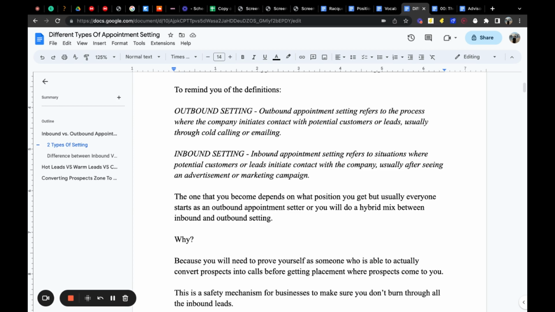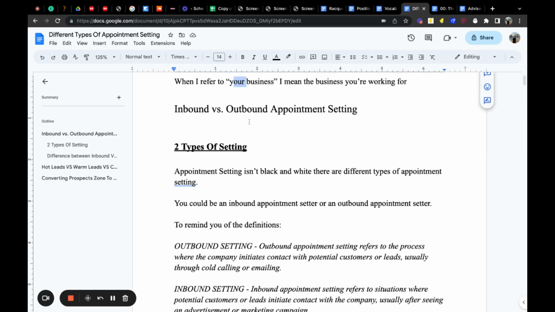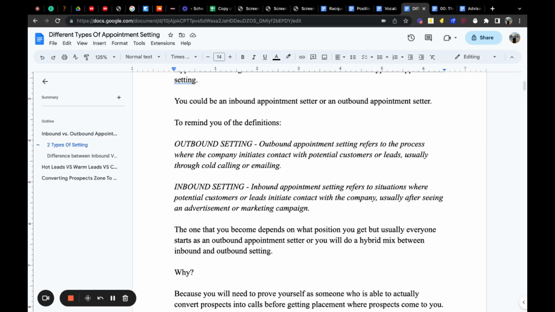But an inbound lead is a lead that basically went out of their way to engage with something your business put out there. Again, when I refer to your business, remember I'm referring to the company you're working for. So that counts as an inbound lead. And then again, an outbound lead is someone who has absolutely no clue who you are, never really engaged with you, and you're the first point of reference they have in terms of who the business you're working for is.